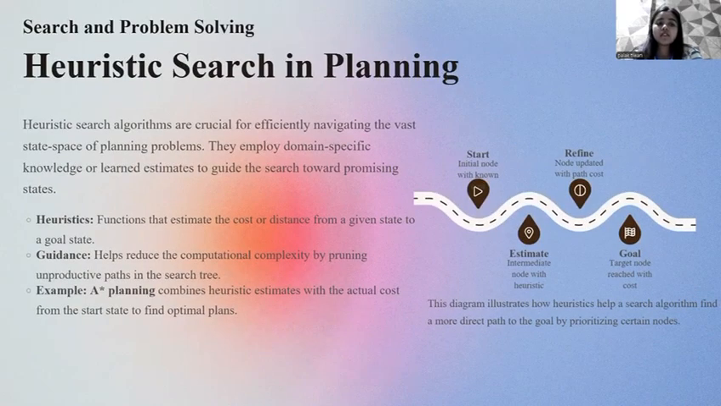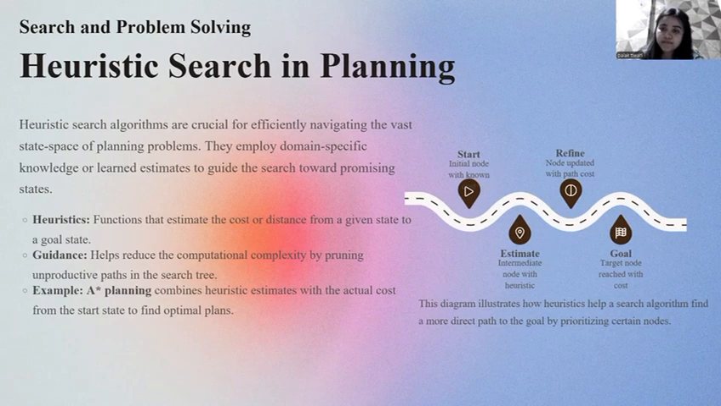Search and problem solving. It consists of heuristic search algorithms, which are crucial for efficiently navigating the vast state space of planning problems. They employ domain-specific knowledge or learned estimates to guide the search towards promising states.